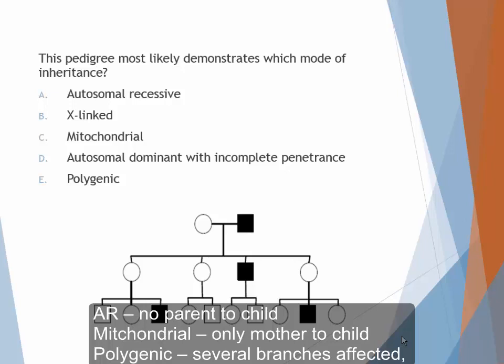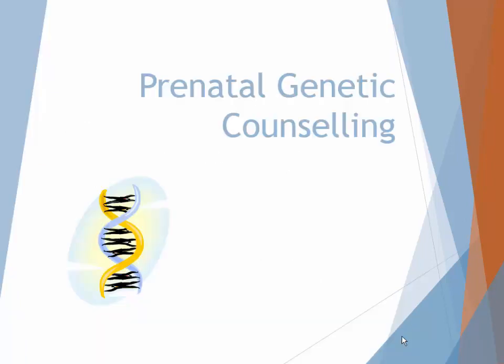The last one's polygenic, which we also say is multifactorial, multiple genes. That could fit this picture, but when you see it across 3 generations quite strongly, you start to think that it's more likely to be a dominant condition with incomplete penetrance. Yeah. So it's interesting, isn't it? It's quite fun to look at pedigrees and work out these things.